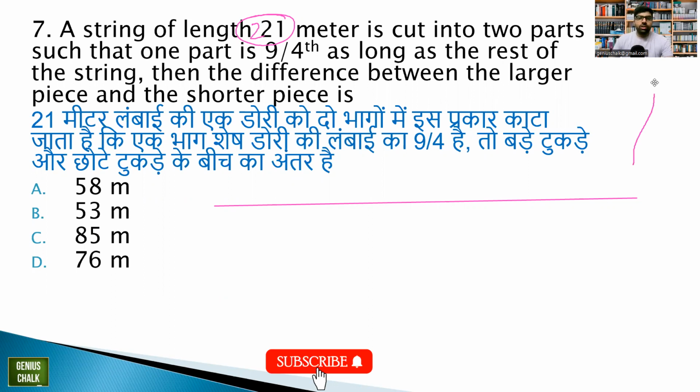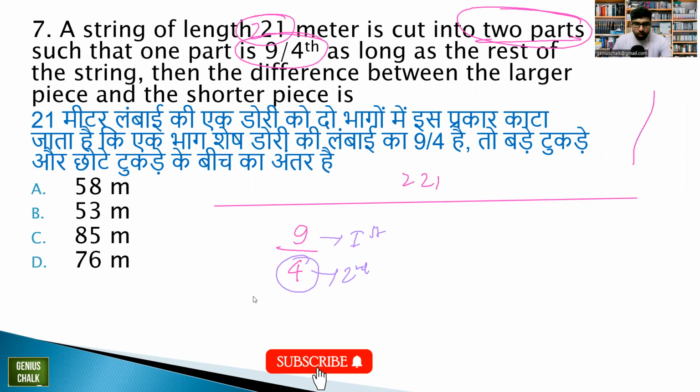So if the string is 221 meter, this total string is 221 meter. It is cut into two parts, not equal parts, just two parts. It says the first part is 9 by 4 as long as the rest. That means the first part is 9. This is the first part, and this is the second part. The first part is 9 by 4 as long as the rest of the string. This is the rest of the string.